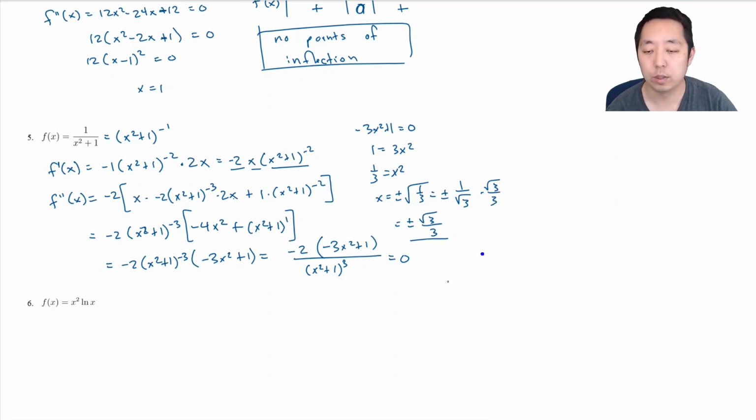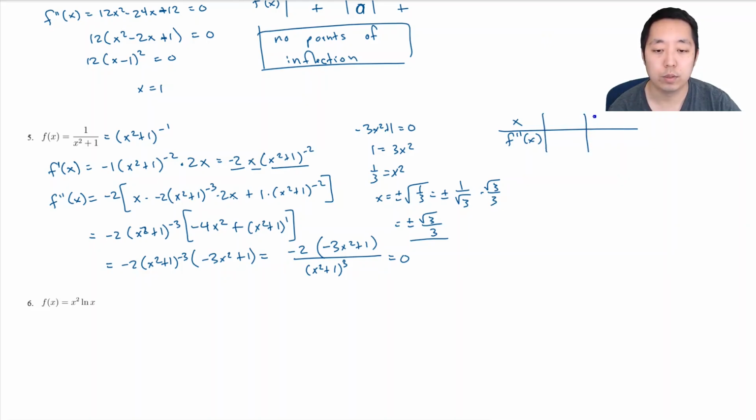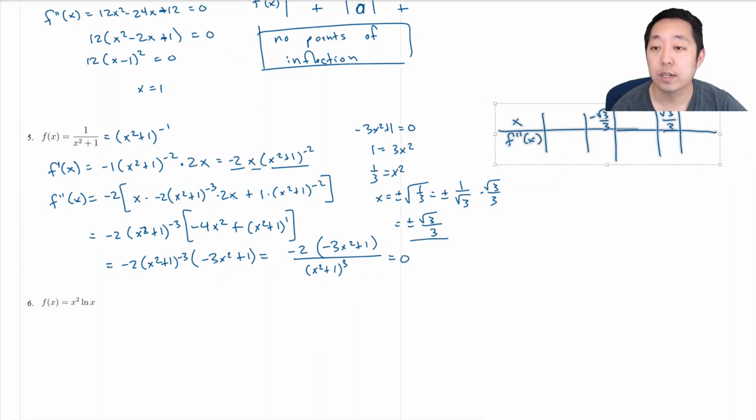So these are my critical points here. And so now I'm going to have x and f double prime of x here. My first point would be negative root 3 over 3. Then I'm going to have root 3 over 3. Oh, let me move that down a little bit. Apologize, I thought I could get that in there.